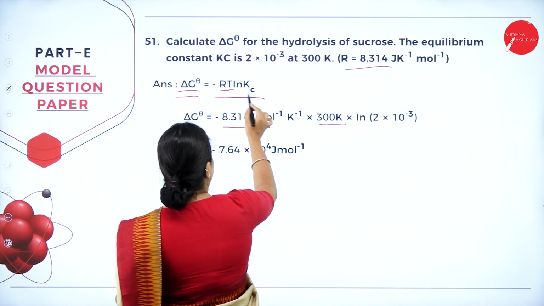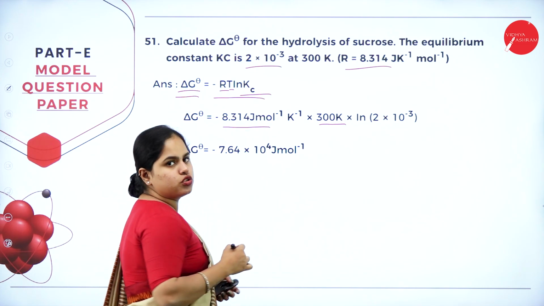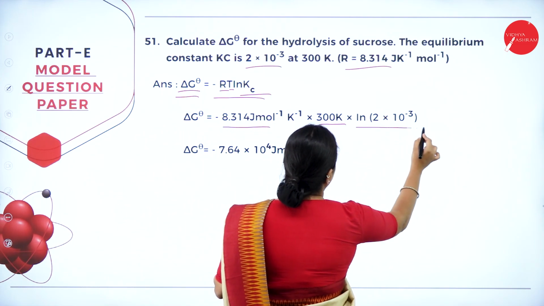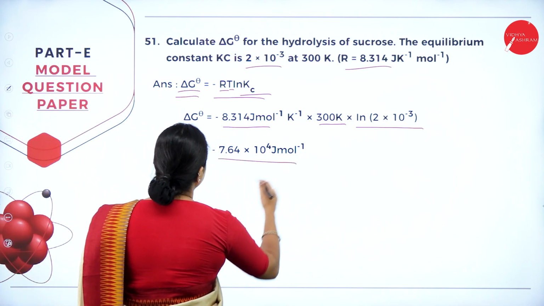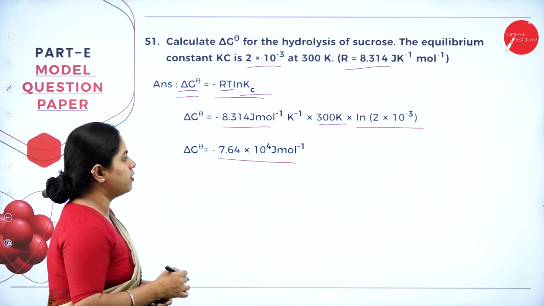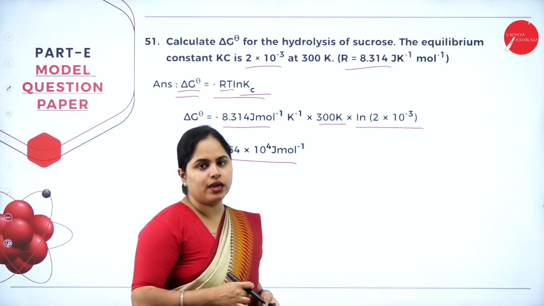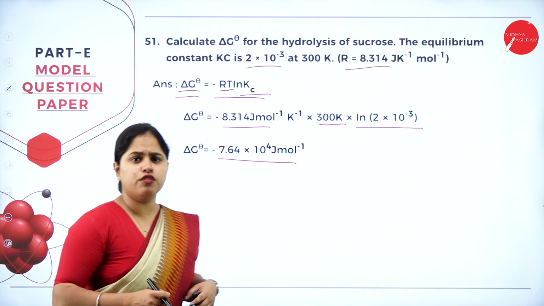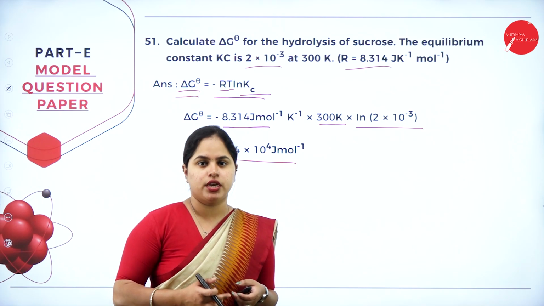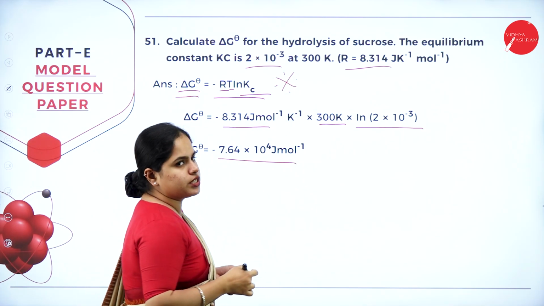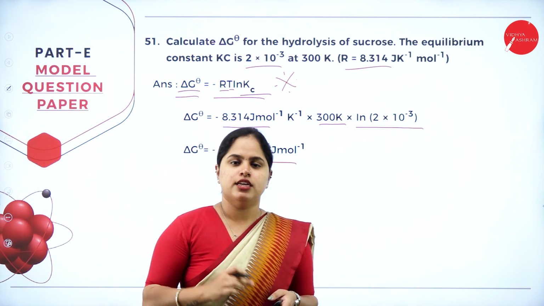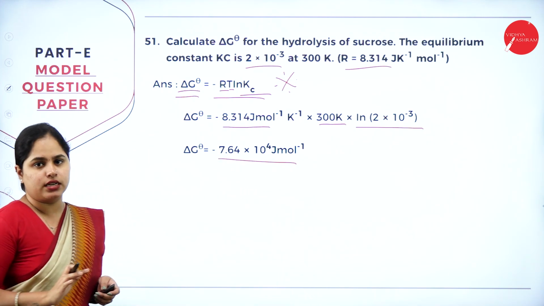Now ln Kc. What is the value of Kc? 2 into 10 to the power minus 3. So ln 2 into 10 to the power minus 3. If you calculate it, you are going to get minus 7.64 into 10 to the power 4 joule per mole. Okay, so this is the value of standard Gibbs free energy. This is also a very important equation, delta G naught is equal to minus RT ln Kc. So directly you can substitute and get the answer. So I hope it is clear.